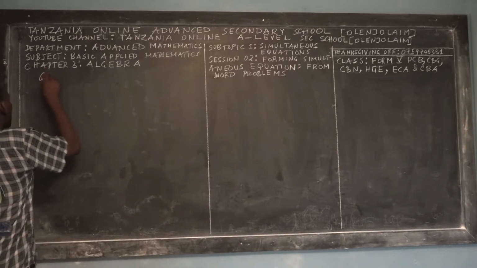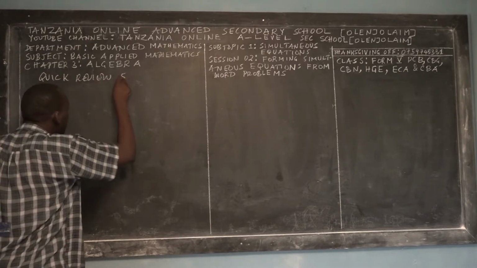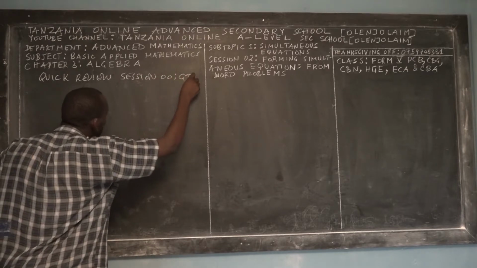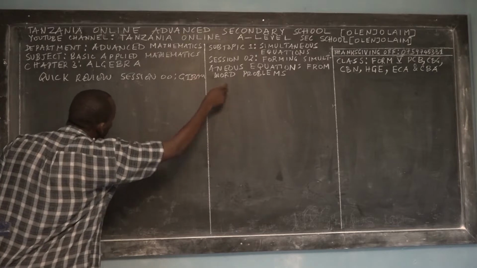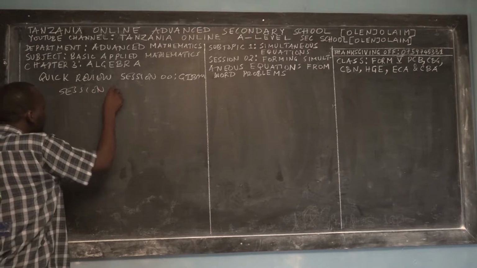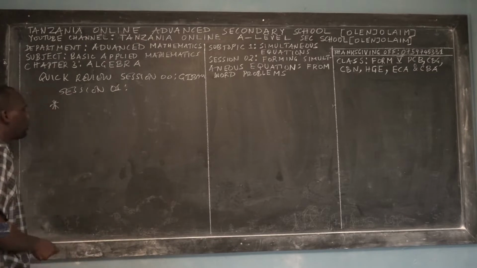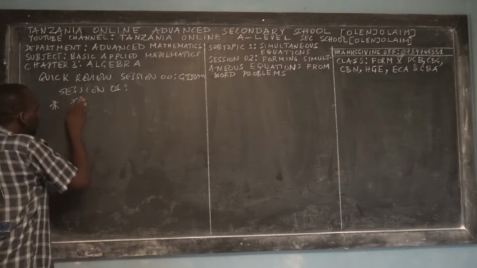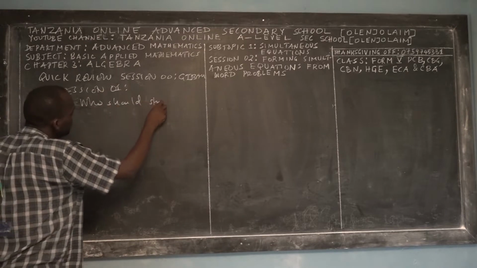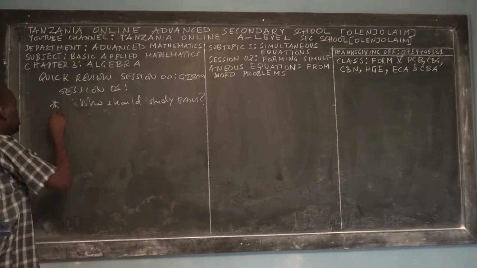So let me do a quick review of what we've covered. We have already taught you session 00, the general introduction of basic applied mathematics from Form 5 to Form 6. And also, we have already taught you session 0 and session 1. In session 1, just to do a quick review, first of all, we mentioned the combinations. Who should study BAM? And why should you study BAM?